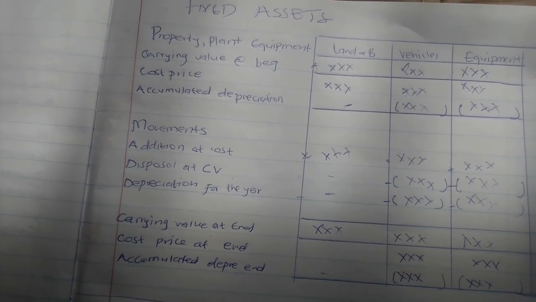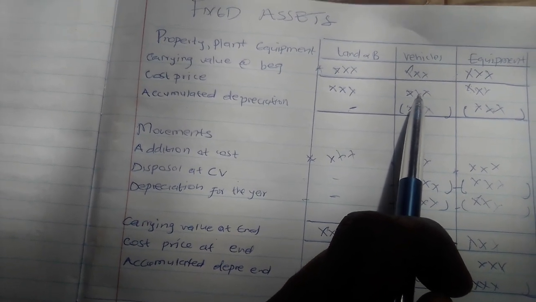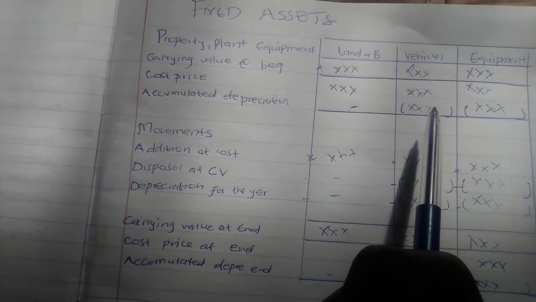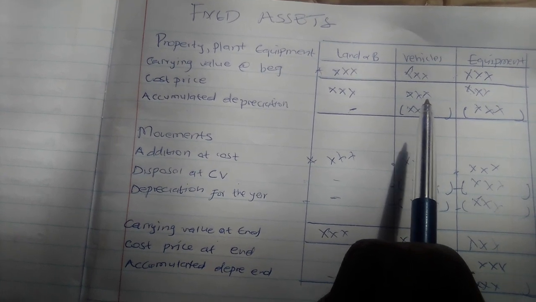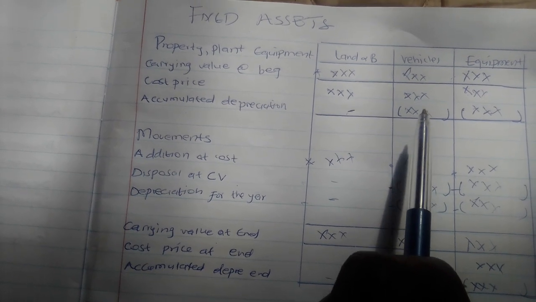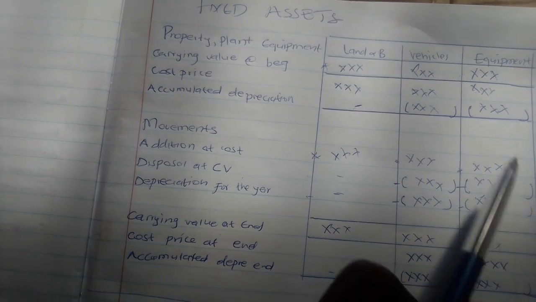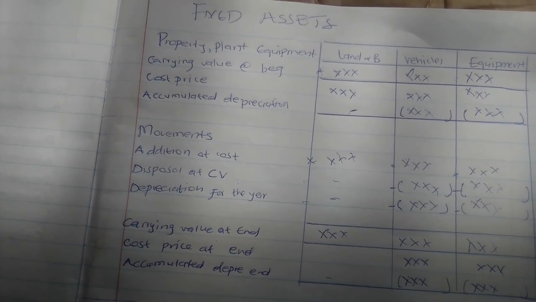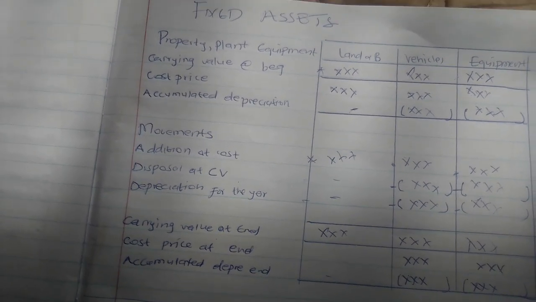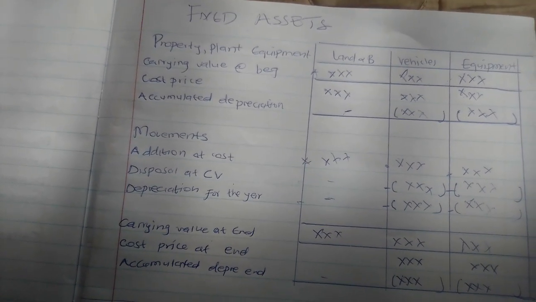Same thing applies to vehicles. The cost price here is the cost price that we are going to take from our trial balance. Accumulated depreciation is the accumulated depreciation that we are going to take from the trial balance as well. If we take cost price and less accumulated depreciation, we are going to get the carrying value at the beginning. And on equipment as well, the cost price is the cost from the trial balance and accumulated depreciation is from the trial balance. So cost minus accumulated depreciation is the carrying value at the beginning.